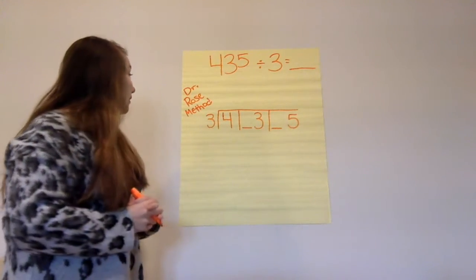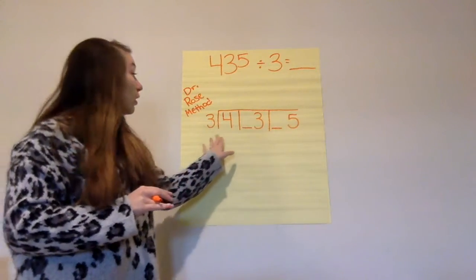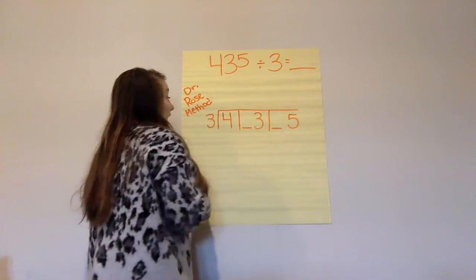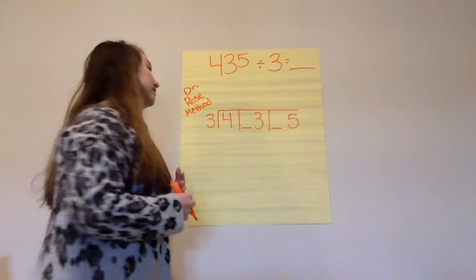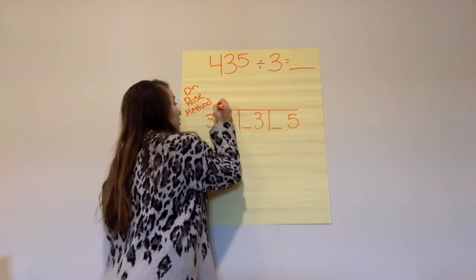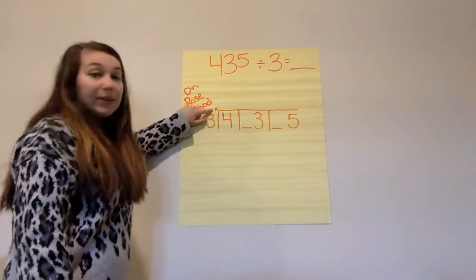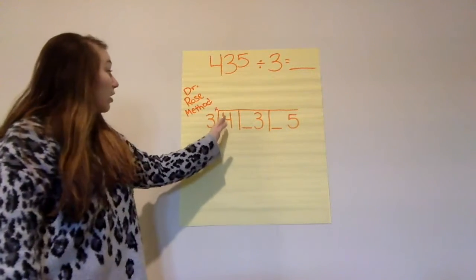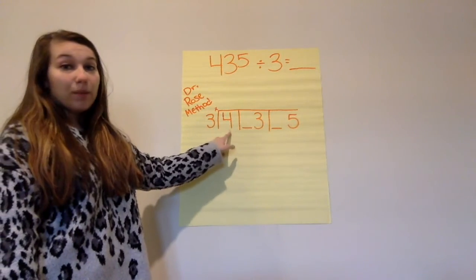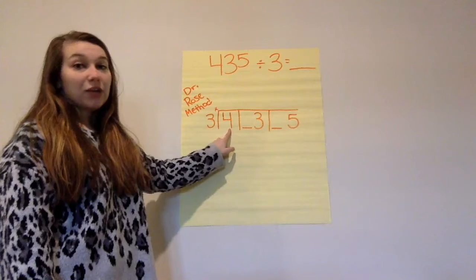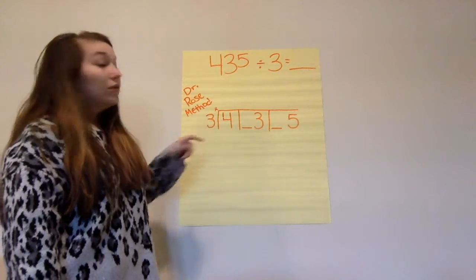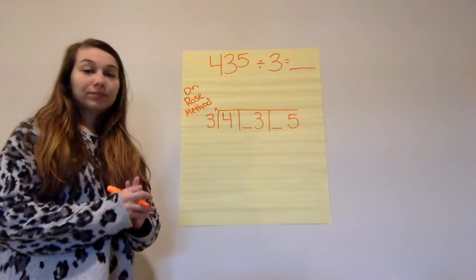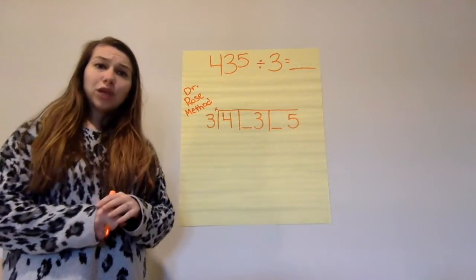All right. So once you've set your model up, your Dr. Rose method, then you are going to go ahead and solve for it. So the question you are going to ask yourself is, how many times does 3 go into these numbers? So we are going to start, in this case, with our biggest number, or our biggest place value, which is this 4. So we're asking ourselves, how many times does 3 go into 4? So think about it. How many times does 3 go into 4?